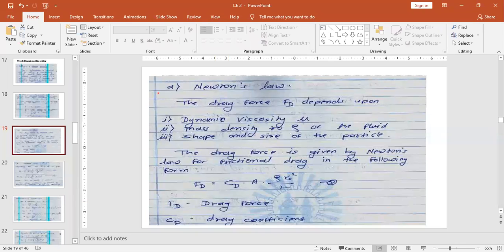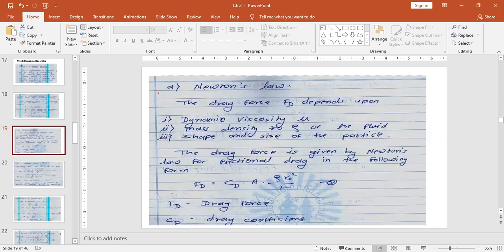It is Fd is equal to Cd into A into rho into Vs square upon 2. This part is assumed that you have studied in applied mechanics and fluid mechanics, and then we are taking direct formulas to solve the further equations. So the drag force Fd is equal to Cd into A into rho into Vs square upon 2.